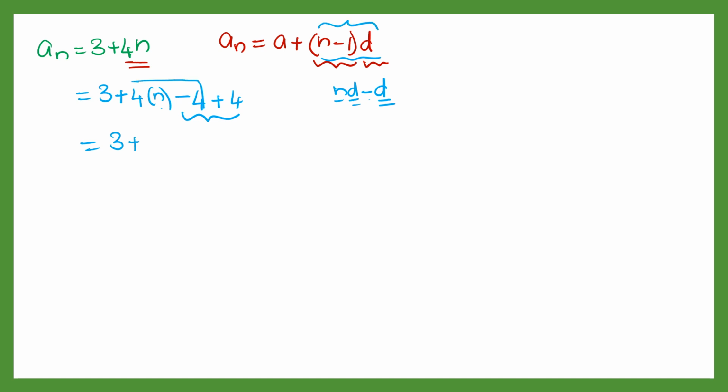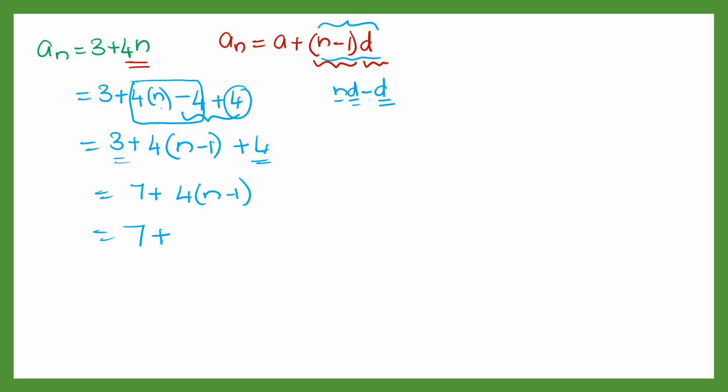So in these two terms, take 4 as common. You get 4 into n minus 1 plus 4. This 4 as it is. 3 plus 4 is what? 7 plus 4 into n minus 1. If we rearrange again, you get 7 plus n minus 1 into 4.